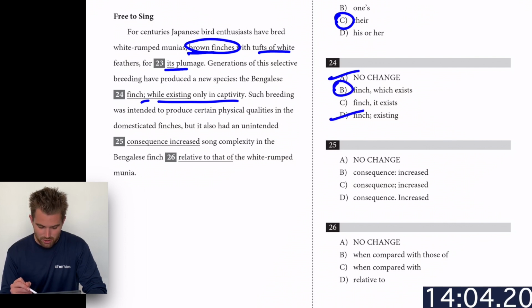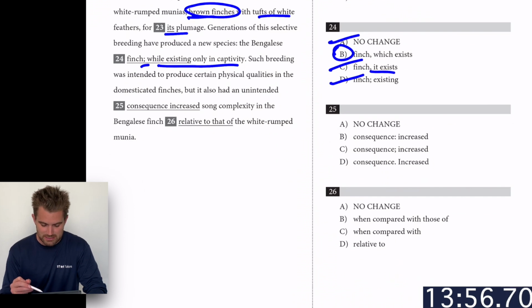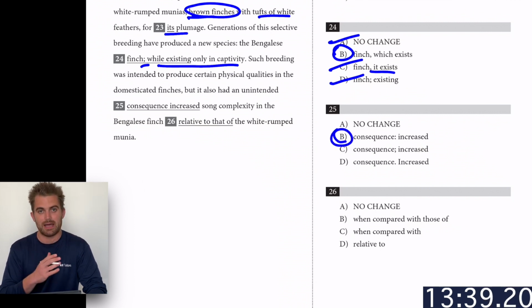These two, D and A, are both off because on the right side there's not a full sentence. If it were it exists, that is actually when the semicolon does need to be used. It is a subject that would make it. So such breeding was intended to produce certain physical qualities in visual appearance, but it also had an unintended consequence: increased song complexity. Colon, it's an elaboration, so it elaborates on what was just said. What was the consequence? The consequence was increased song complexity in the Bengalese finch relative to that of the white-rumped munia.